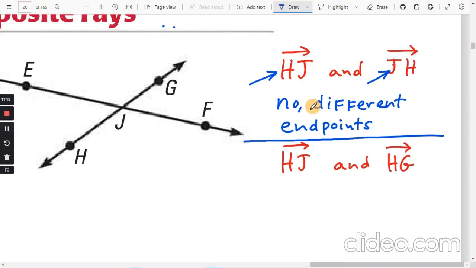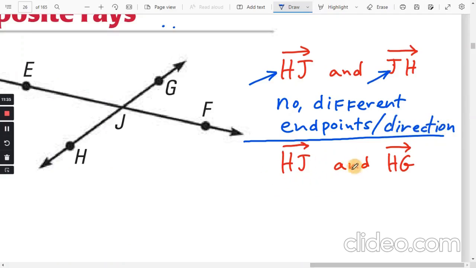Okay? They have different endpoints, and not only that, HJ goes up and JH goes down. So they're different endpoints, and they're also in a different direction. So the answer is definitely no.